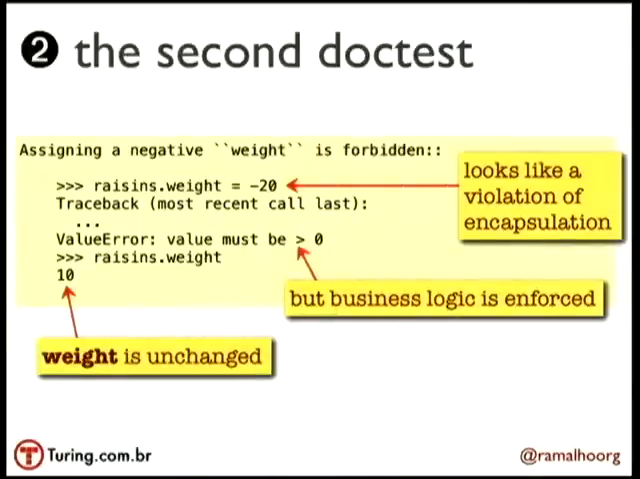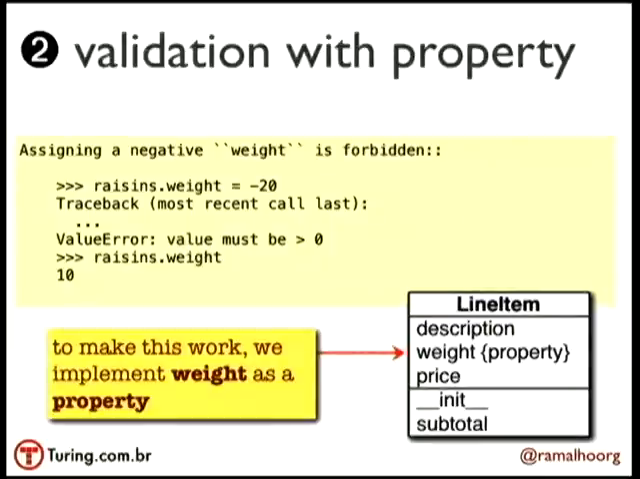Anyway, now back to the original problem. What we want to happen is this. If somebody tries to set a negative weight, okay, this looks like a violation of encapsulation, but this doctest shows that somehow the business logic is being enforced, so a ValueError is raised, and then you notice that the weight actually has not changed. This is what we want to accomplish.